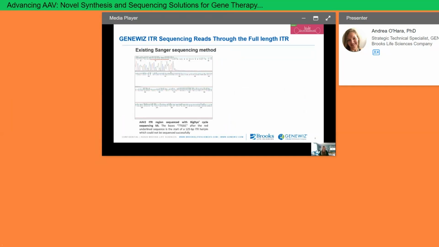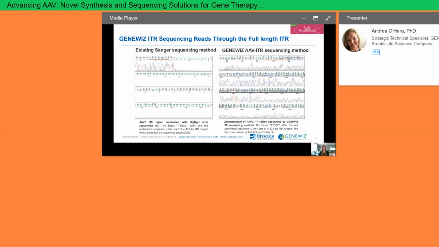So the GENEWIZ ITR sequencing is able to actually read through a full-length ITR. The existing Sanger sequencing method quickly drops off throughout that 125 base pair hairpin loop. However, with our proprietary sequencing method, we can read cleanly throughout the entire 125 base pair region. On the left-hand side is showing existing Sanger sequencing methods, and you can see how that sequence really just drops off. With our proprietary method, we're able to read through the entire 125 base pair region of that hairpin loop. This is an ideal approach for confirming your plasmid sequence and making sure that you have great ITR fidelity.